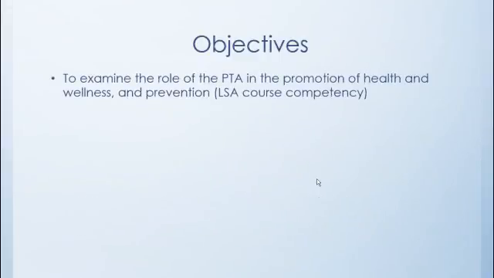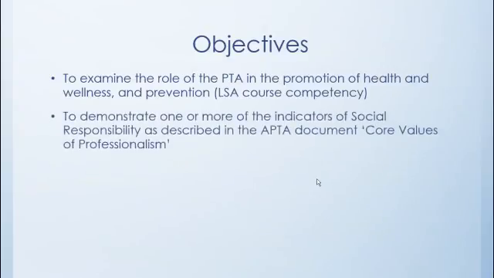So we have a number of objectives, and you can see these in detail on your assignment sheet, but one is to meet the course competency of the role of the physical therapist assistant in promoting health and wellness, and also in prevention. And also to demonstrate one or more of the indicators of social responsibility, and that's from the APTA document, Core Values of Professionalism, which is reproduced in detail on your service learning assignment as well.